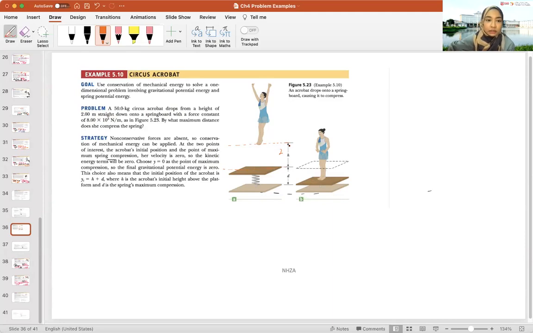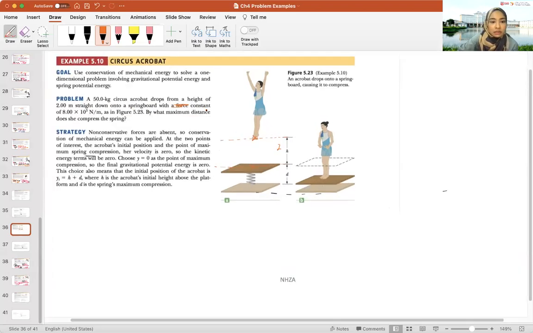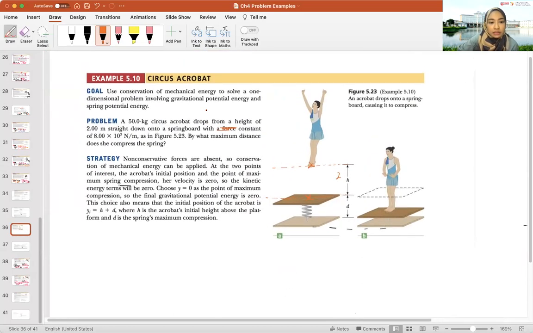So this 2 meter height above the springboard is 2 meter. This is where she is. Kita punya reference point adalah kaki dia kepada springboard. Okay, so it is diving straight down onto a springboard with force constant. This is spring constant of 8,000 Newton per meter. What is the maximum distance does she compress the spring?